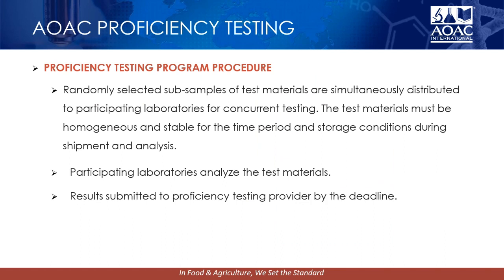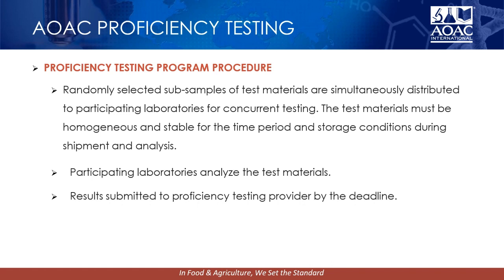So let's switch gears a little bit and talk about the flow of a proficiency testing program. What is a proficiency testing program? Well, randomly selected subsamples of test materials are distributed to participating labs for concurrent testing. The test materials have to be homogeneous and stable for the time period and storage conditions during the shipment and analysis. And we do a lot of homogeneity and stability on all of our proficiency testing samples. They have to meet homogeneity prior to being shipped, and they also have to meet stability in order for us to provide statistical information on the results for the laboratory.